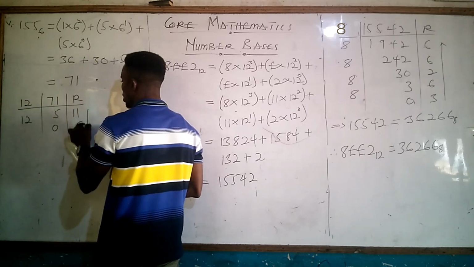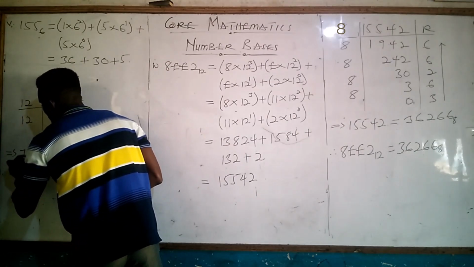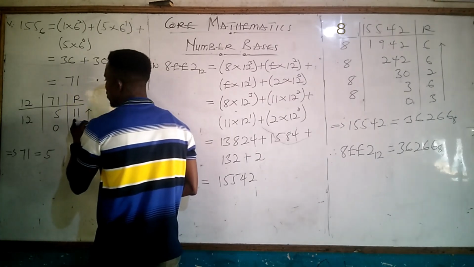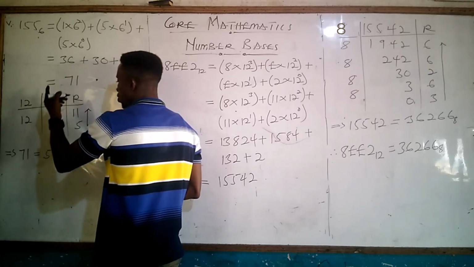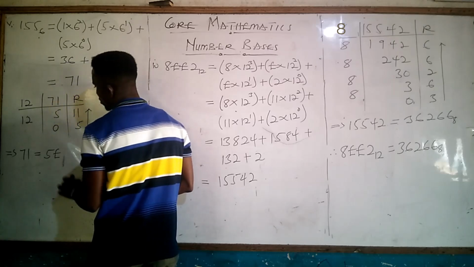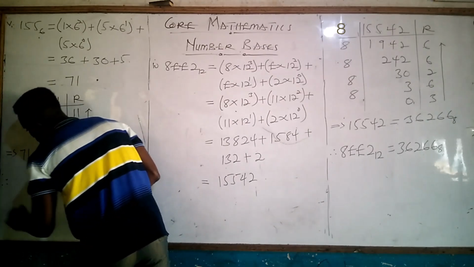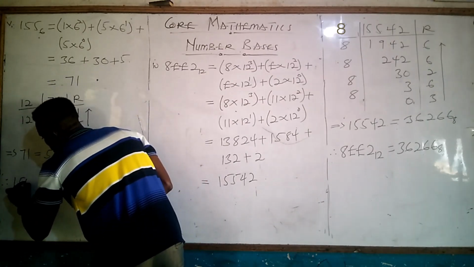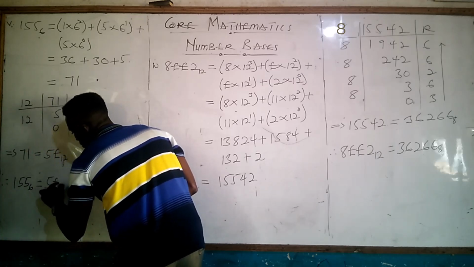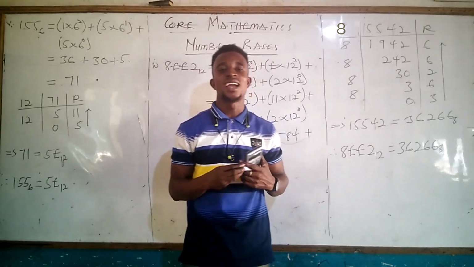So we have what? The arrow like this. Then we say this implies that 71 base 10 is equal to 5, 11. 11 is a digit in base 12. So we represent it with what? E. Base 12. Are we getting that? So therefore, 155 base 6 is equal to 5E base 12. And I think this is what you've had at long last, right?